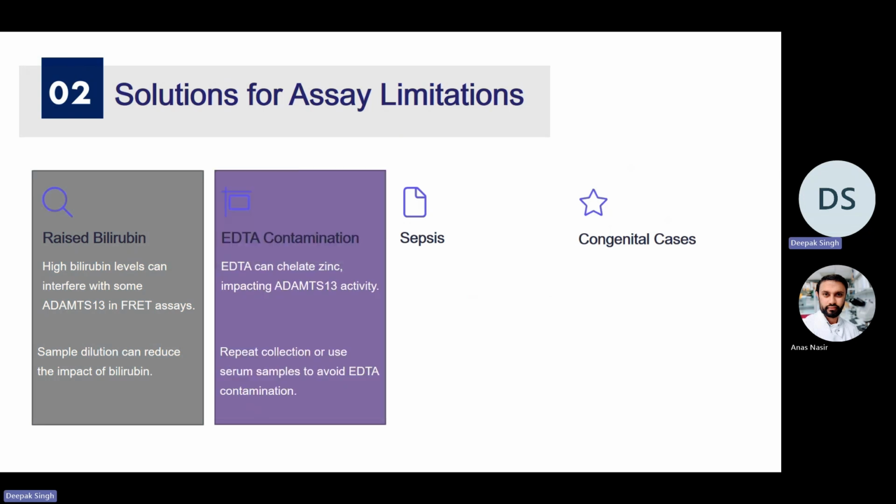EDTA contamination seems to occur more frequently than I had initially anticipated, but because ADAMTS13 activity requires zinc for normal functioning, even a little amount of EDTA can really impact the ADAMTS13 activity levels, and it usually grounds it to near zero. So this is why we also suggest using serum as a backup in case you get a falsely low ADAMTS13 result. And if you're ever unsure, you can ask your chemistry colleagues to run a potassium level for you offline for that sample.